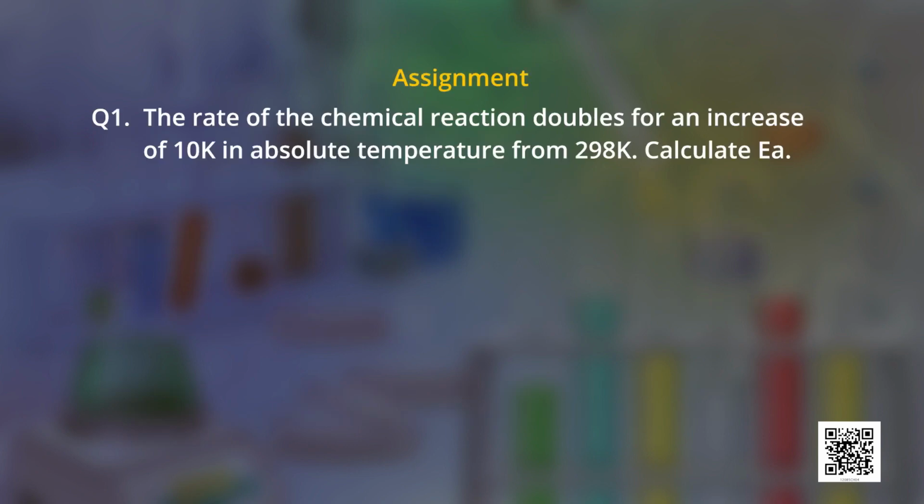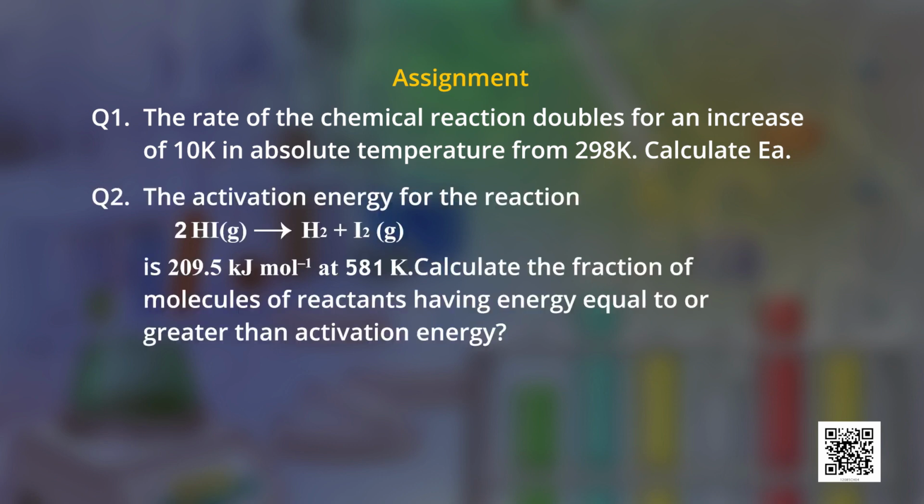Now let's take up a few questions. Question 1. The rate of a chemical reaction doubles for an increase of 10 Kelvin in absolute temperature from 298 Kelvin. Calculate activation energy EA. Question 2. The activation energy for the reaction 2HI giving H2 plus I2 is 209.5 kilojoules per mole at 581 Kelvin. Calculate the fraction of molecules of reactants having energy equal to or greater than activation energy.